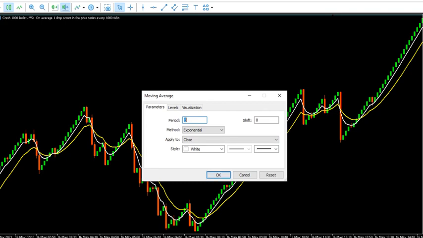Set up the indicators in this process. Just set it up like this. Remember that what we have on the screen here is EMA 5. The first one I have here is EMA 5. Exponential period 5, method exponential, apply to close, shift 0. That is what we have.